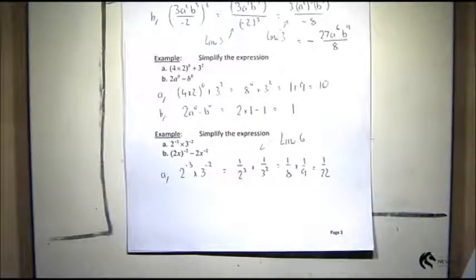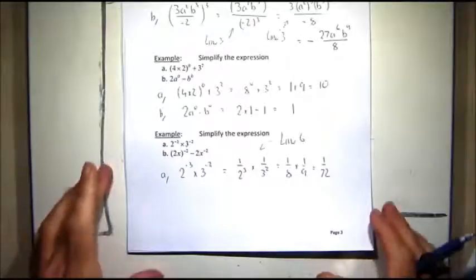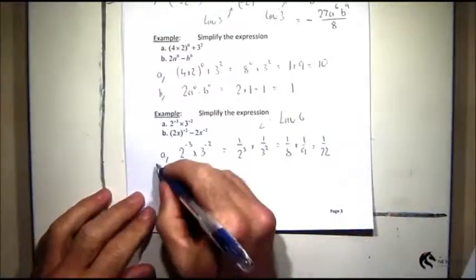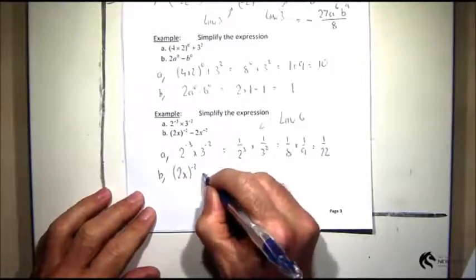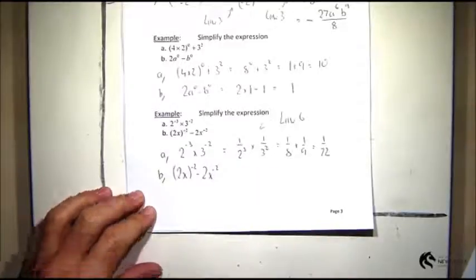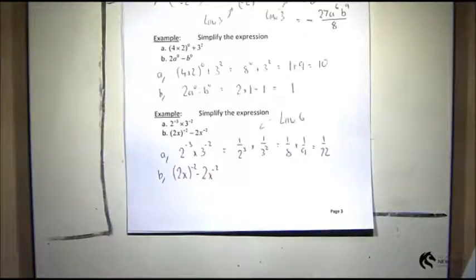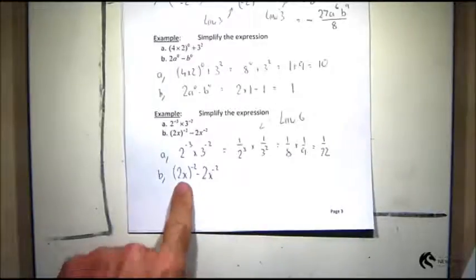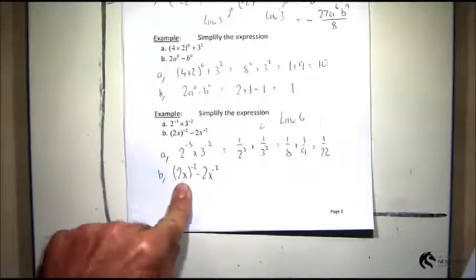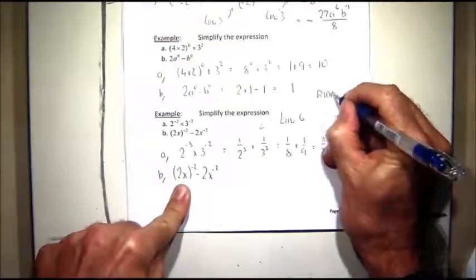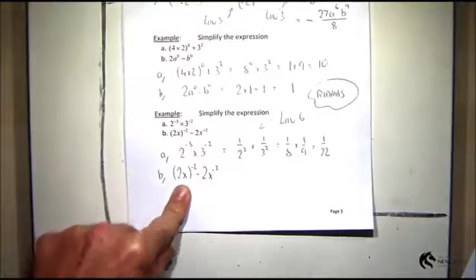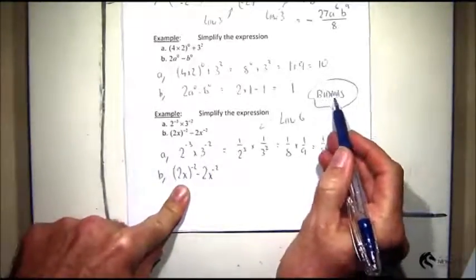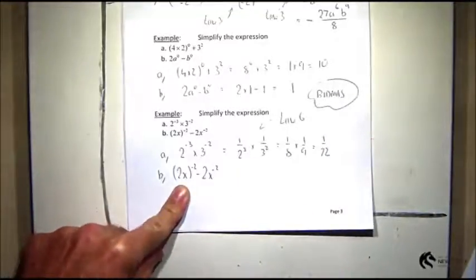Let's now have a go at an algebraic version rather than a numeric one. So part B says 2x to the minus 2 minus 2x to the minus 2. The important thing in here is we have some brackets. And remember, in our order of operations, you do your brackets first, then your indices, then division and multiplication, then addition and subtraction. So they actually go together, those ones there.